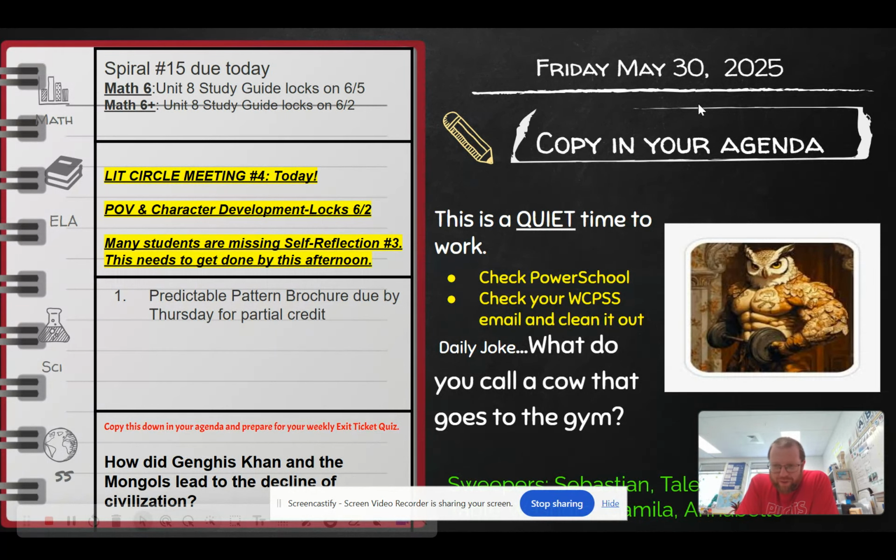We've been working on the released EOG the last 2 days. I'm going to use that information to pull small groups and make sure we're all comfortable with those skills we will be seeing on our EOG.